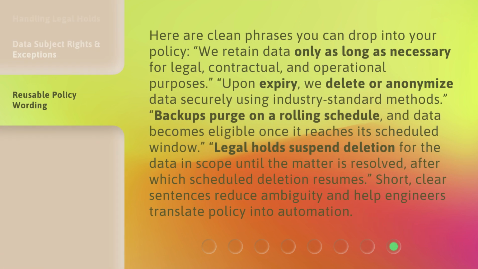Here are clean phrases you can drop into your policy. We retain data only as long as necessary for legal, contractual, and operational purposes. Upon expiry, we delete or anonymize data securely using industry-standard methods. Backups purge on a rolling schedule, and data becomes eligible once it reaches its scheduled window. Legal holds suspend deletion for the data in scope until the matter is resolved, after which scheduled deletion resumes. Short, clear sentences reduce ambiguity and help engineers translate policy into automation.